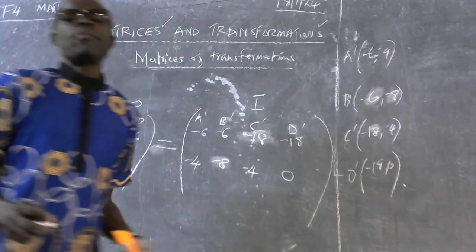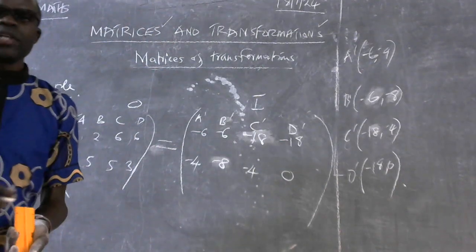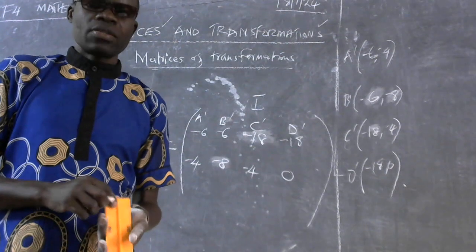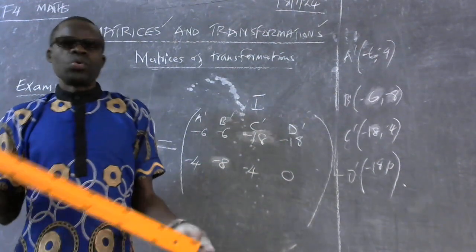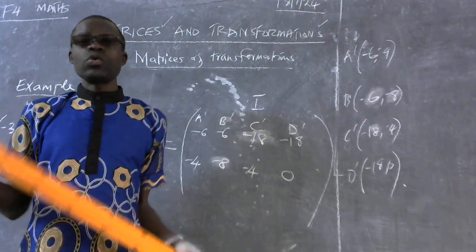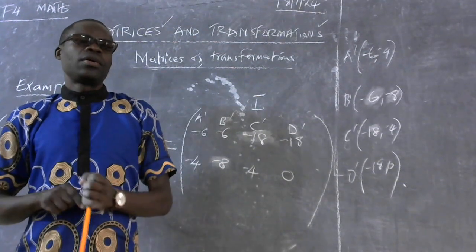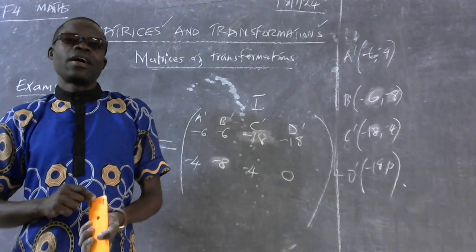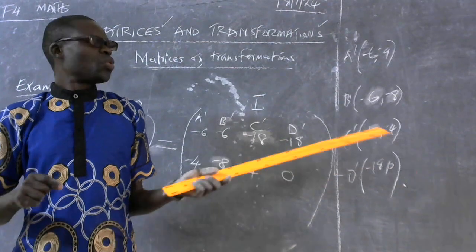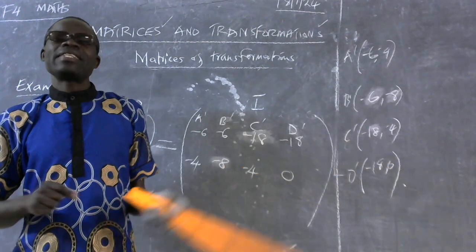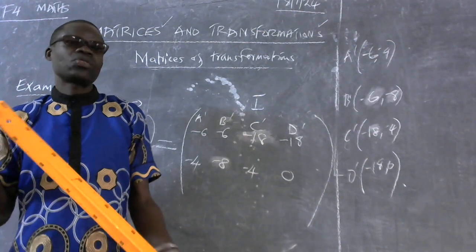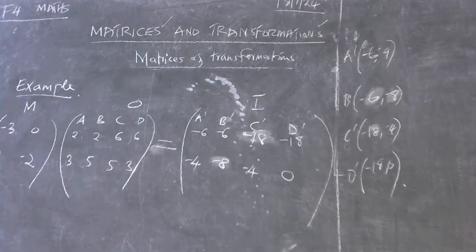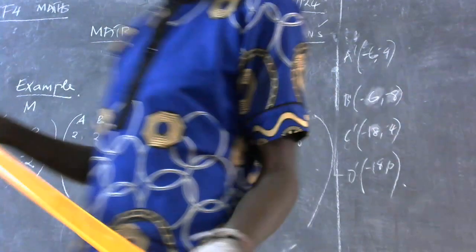So I want you to train on how you can choose your scales very, very wisely. That is the reason I want you to draw. Because if you don't draw, you'll not be able to know how you should draw the object and its image on the same Cartesian plane. So it is a practice you need to start doing. So that marks the end of the lesson.